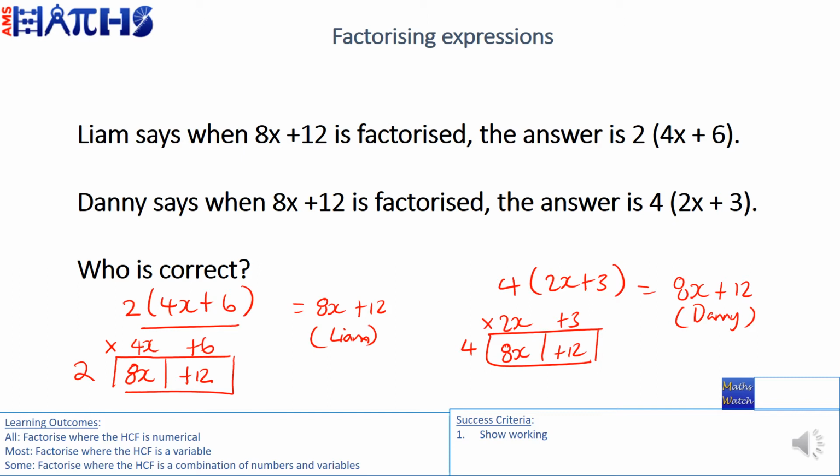However, Danny's answer is fully factorized because he has used the highest common factor. Liam used 2, which divides 8 and 12, but it's not the biggest number that divides 8 and 12. Danny has used 4, which is the biggest number that divides 8 and 12 without leaving a remainder. So even though both of them are correct, Danny's answer is fully factorized.